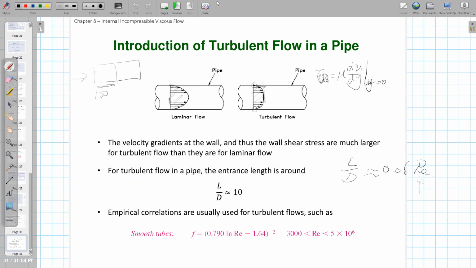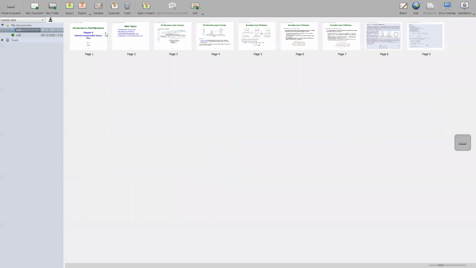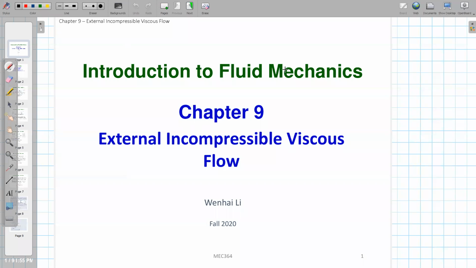Let's move to the last chapter of this class. Here we finish talking about the viscous flow for the internal viscous flow. The next chapter we are going to focus on the external viscous flow. Now the flow is not flowing inside the pipes; the flow is flowing outside. In this chapter I will not cover everything in the textbook. I only cover a portion of it. I will focus on a concept called the boundary layer.